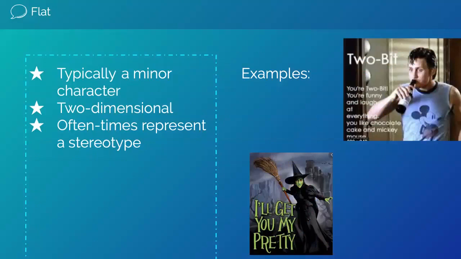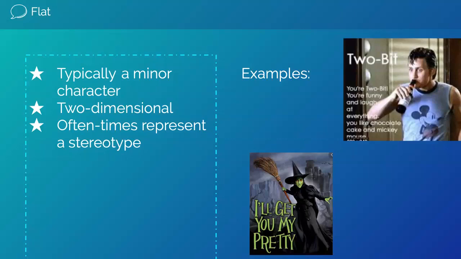Then there are flat characters. Flat characters are typically minor characters. These characters are what we call two-dimensional, meaning we don't know a lot about them. We cannot paint a very full picture of those characters because we know very little about them. Oftentimes, a flat character represents a stereotype. In some cases, we can even do without a flat character. We don't necessarily need a flat character, but there are times when we do need the flat character for the action of the story. And I have an example of each here for you.